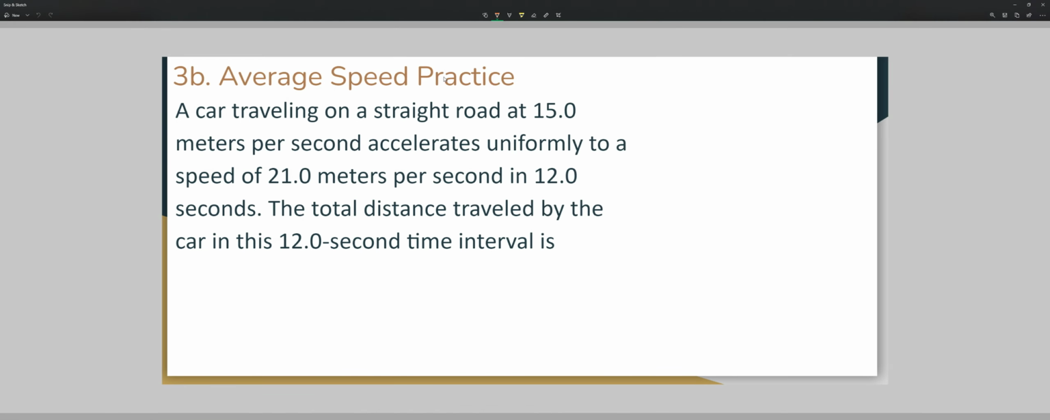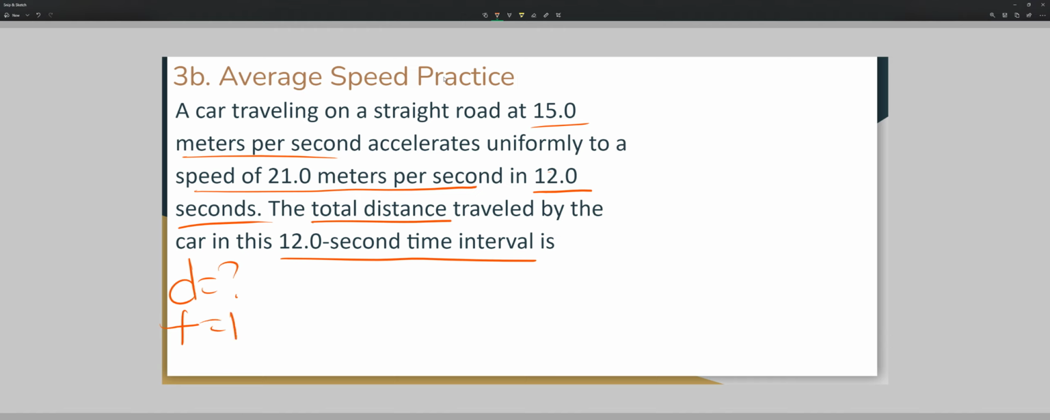B. So the question gives you one speed, right? And then they give you another speed. A car traveling on a straight road at 15 meters per second accelerates uniformly to a speed of 21 meters per second in 12 seconds. So that's my time. The total distance traveled by the car in this 12-second time interval is what? So they're looking for your total distance. You know that your total time here is 12 seconds.